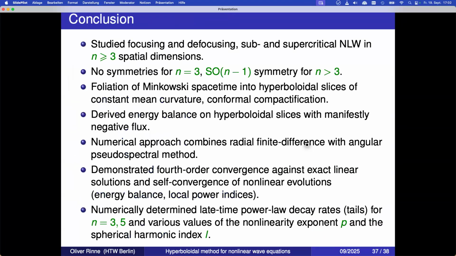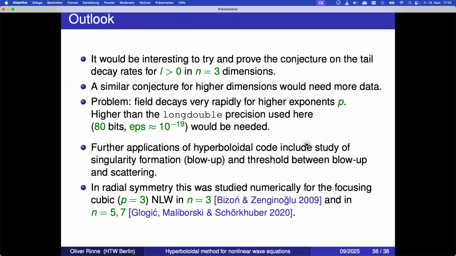Okay, so that's it. This is just a summary, which I'm going to skip. But maybe more interestingly, I can mention some points which would be worthwhile looking at. First of all, trying to prove this conjecture, as I mentioned. Then there could be a similar conjecture for higher dimensions, in particular for n equals 5. I've come up with some formula there, but it's still on quite weak grounds, I would say, because I need more data, more values of L and p, to put this on a firmer footing.